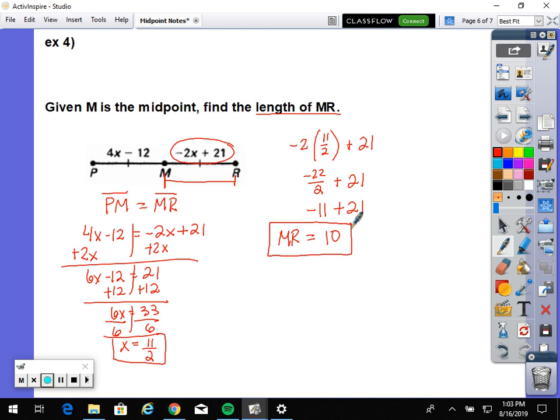We could also have plugged it in to 4x minus 12, and why can we plug it into that one? Because they're equal. They are equal because PR has been cut in half. Okay, we're going to move on to our last example.